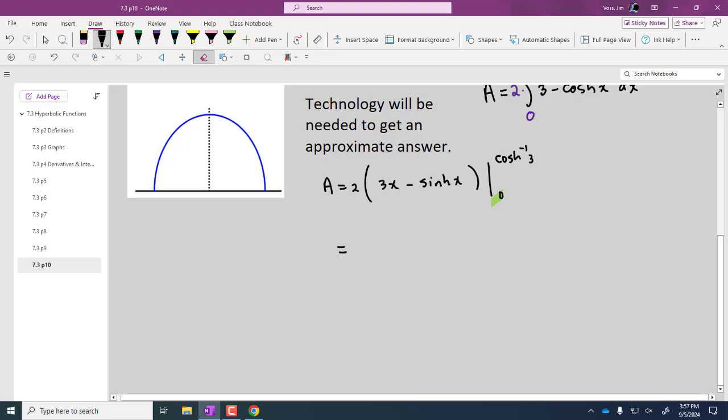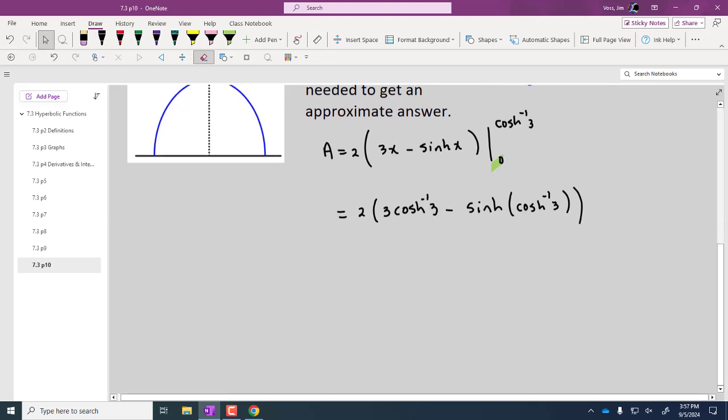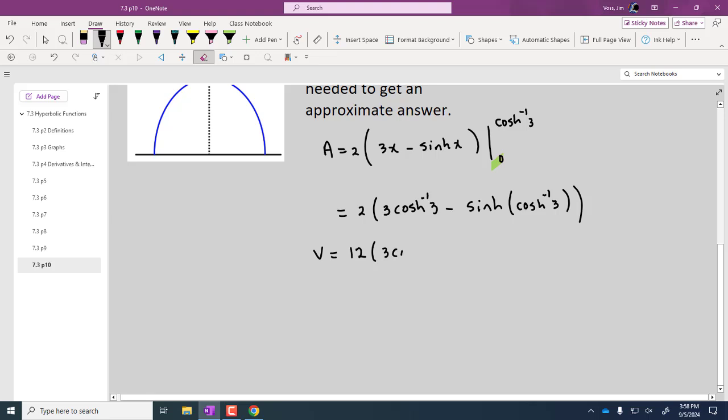So here is our area. We're going to end up with 2 multiplied by 3 inverse cosh of 3 minus sinh of inverse cosh of 3. So that is our area. And to get to volume, volume is going to be 6 times this. So it's going to be 12 times this crazy looking expression.